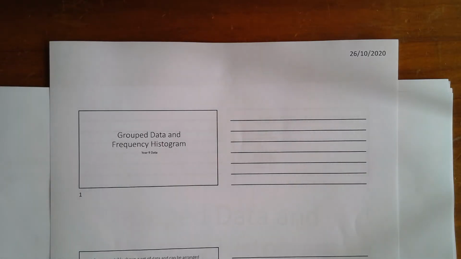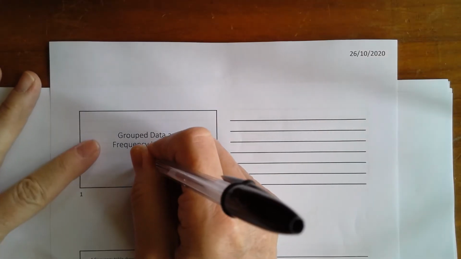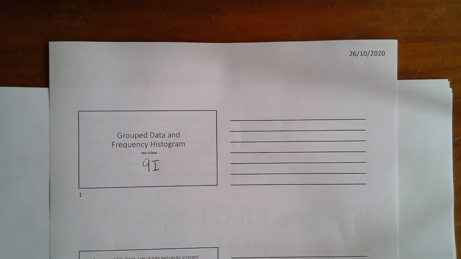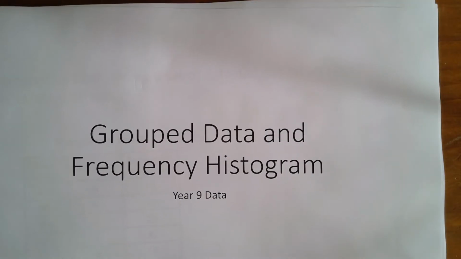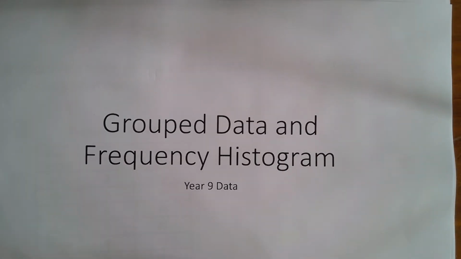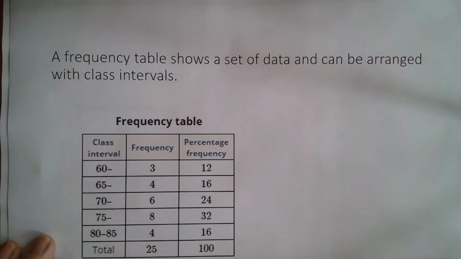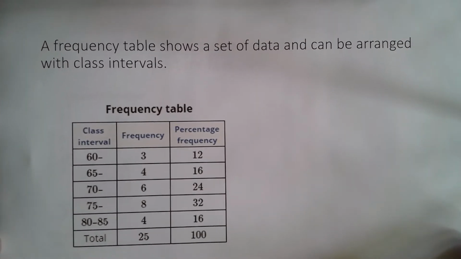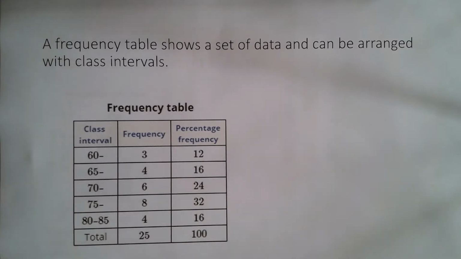Hi girls, this is the sheet I gave you to take notes on 9I out of your book, Group Data and Frequency Histograms, but I'm going to cheat and use this really big one so you can see better. Okay, so this is 9I, and this says this is a frequency table. A frequency table shows a set of data and it's arranged in class intervals.